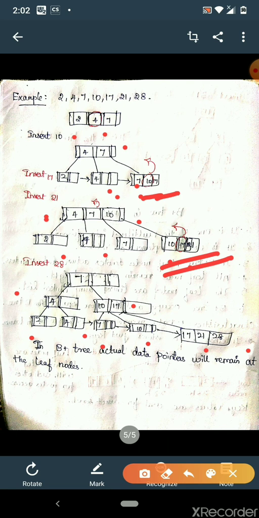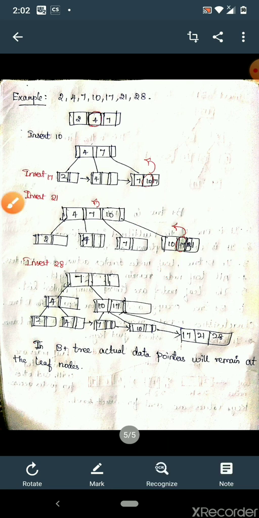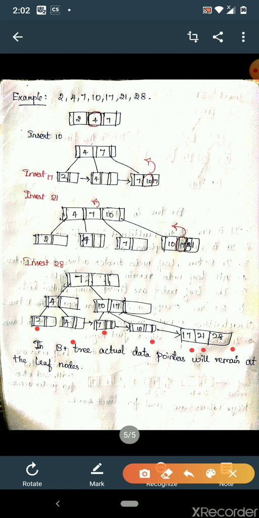So in B plus tree, all the actual data pointers will remain at the leaf nodes, that is 2, 4, 7, 10, 17, 21, 28. So all the data pointers, the keys will remain at the leaf nodes, and they are connected using the linked list. So this is B plus tree. Thank you.